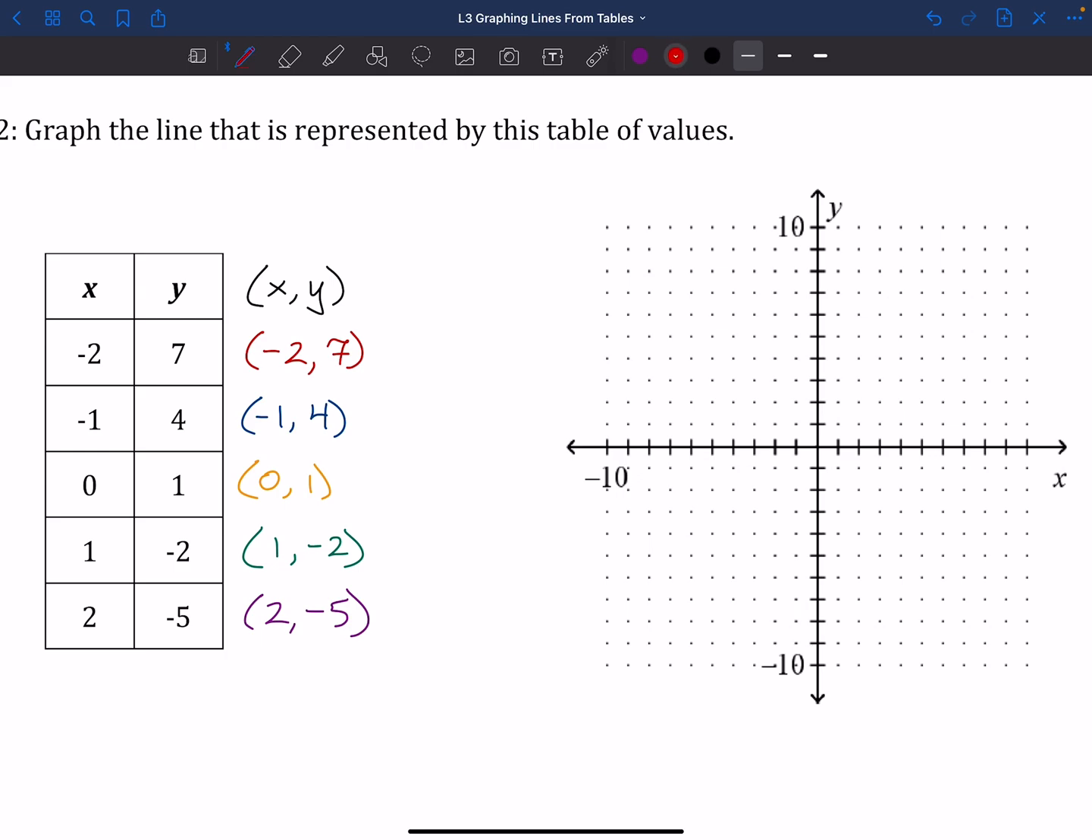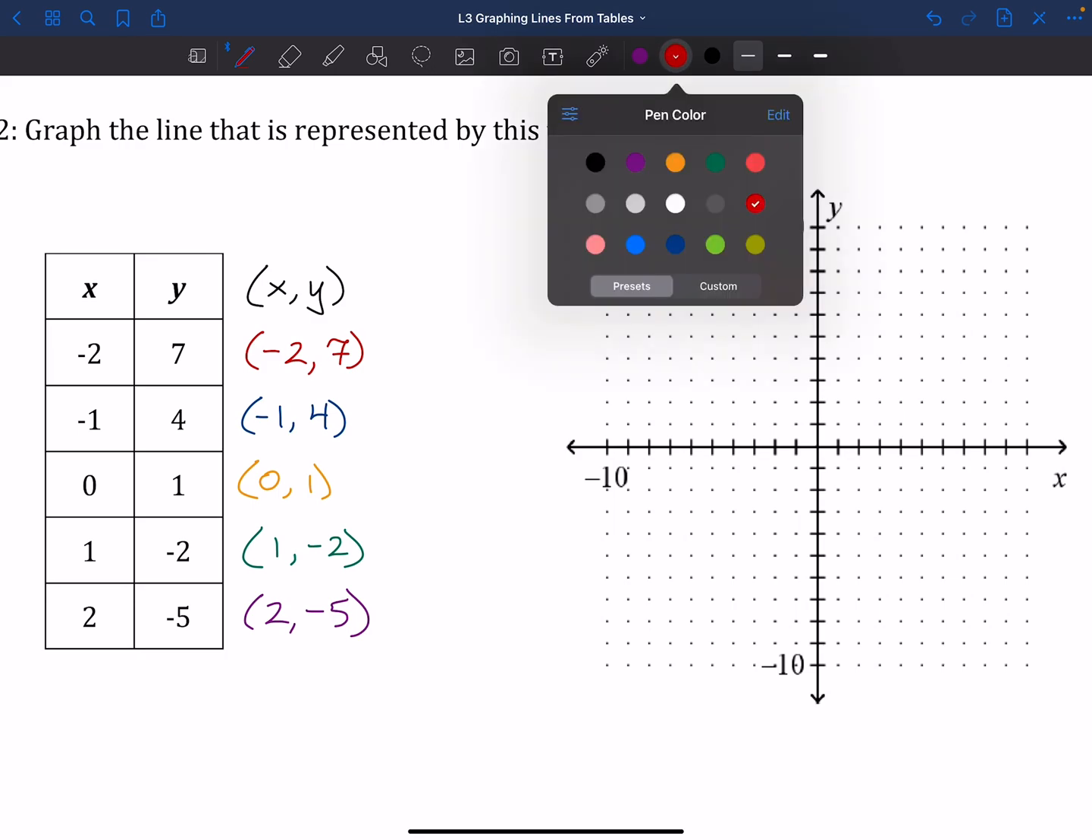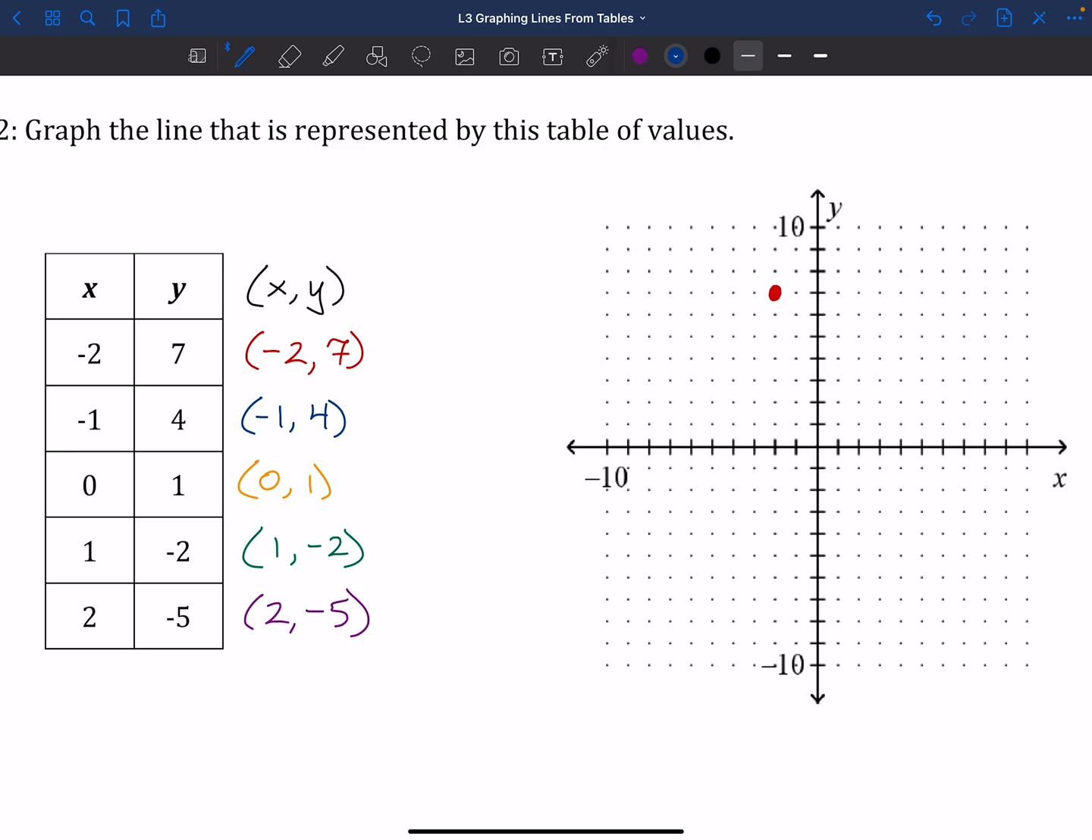All right, so -2, 7. Going to go left to get to -2 for the x. Going to go up to 7. Right up there for that red dot to start us off. After that, we've got -1, 4. So we're going to go left 1 and up 4. Get that second dot there. I then need to go to 0, 1. So staying right in the middle and then going up 1 for that orange dot.